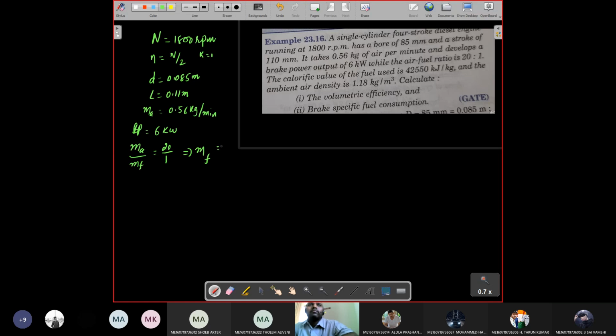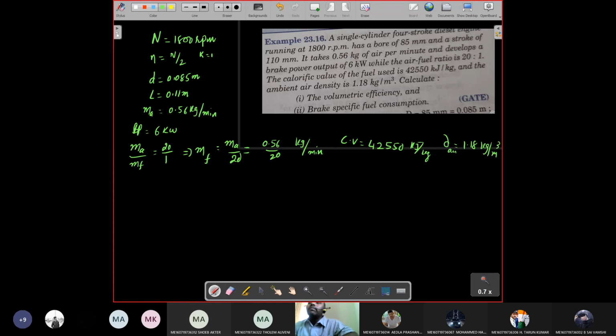Mass of fuel is equal to mass of air divided by 20, that is equal to 0.56 by 20. We are getting units in terms of kg per minute. Okay, now the calorific value of the fuel used is given. Calorific value is 42,550 kilojoules per kg, and ambient air density is equal to 1.18 kg per meter cube.